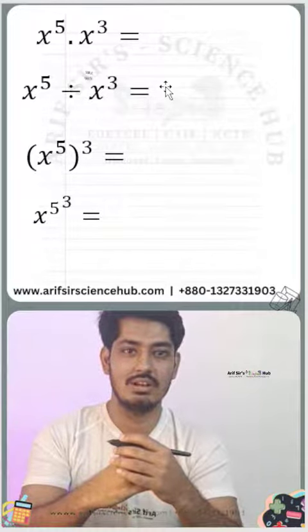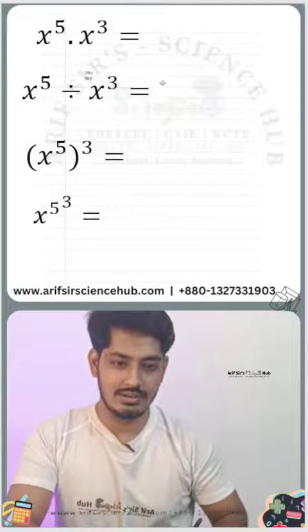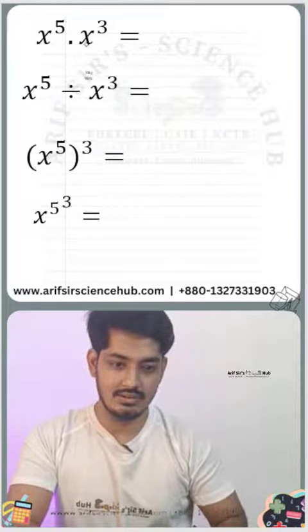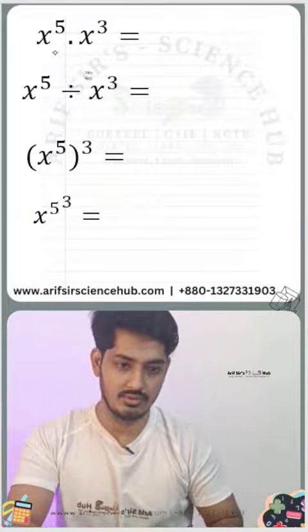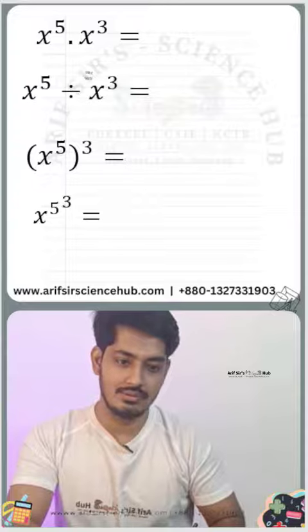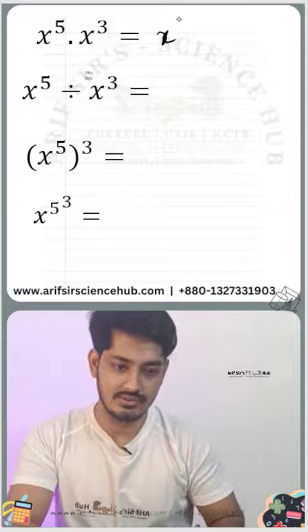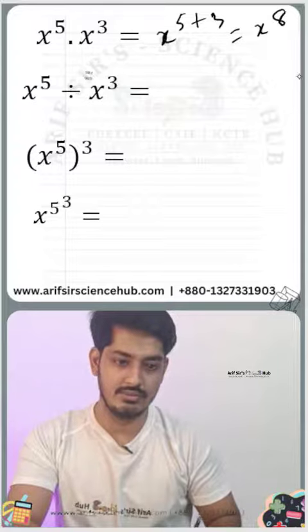Let's solve the problems on the screen. You can see here x to the power 5 into x to the power 3. So 5 and 3 are the powers of x and the base is x. So we have to multiply both of them. So the x is common here, then the powers will be added together: x to the power 8.